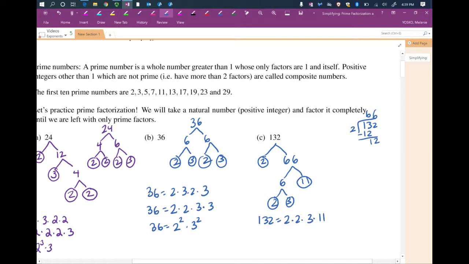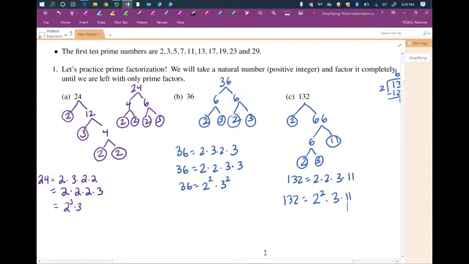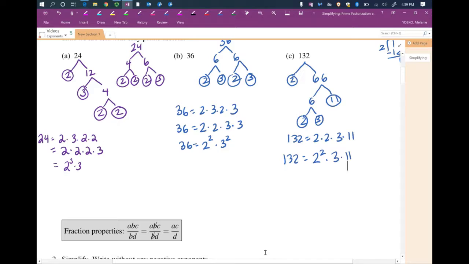We could also write that as 2 squared times 3 times 11. Okay, so let's use this just to break down some fractions. So we have some fraction properties. If you have A times B times C, and you're dividing the whole thing by B and D, if you have the same factor on top and on bottom, it can cancel. Okay, so the B's would cancel. You're left with A times C all over D.